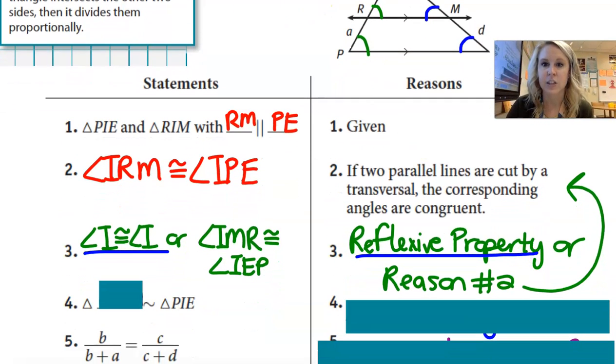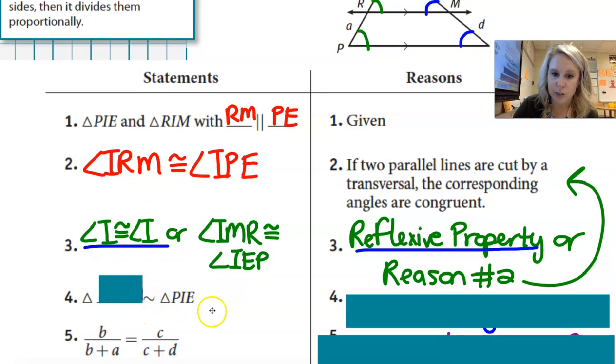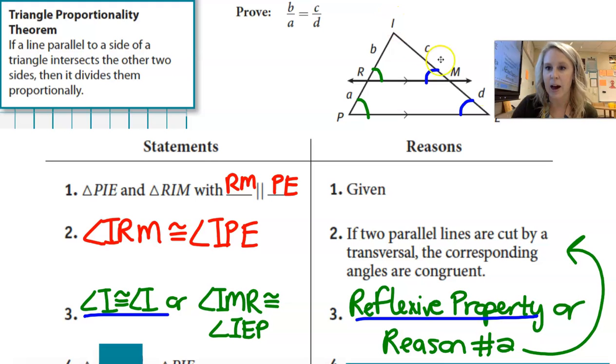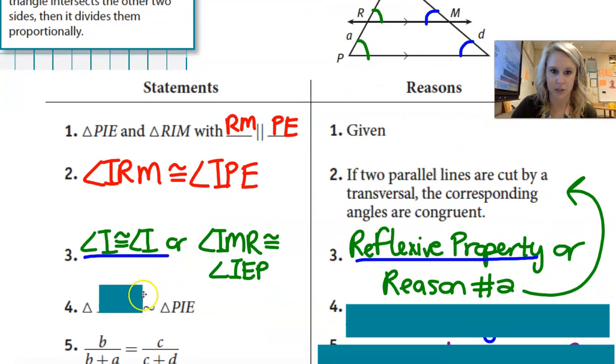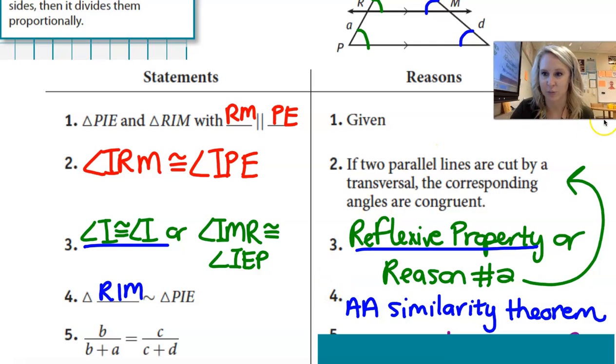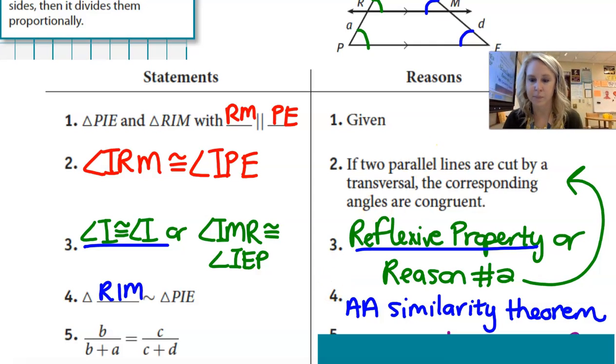Okay, so I have an angle and an angle. That means I can prove two triangles are similar. So what matched up with PIE would be RIM. So I have triangle RIM is similar to triangle PIE. The reason they are similar is going to be the angle-angle similarity theorem. Okay, so all I've done is proven that my two triangles are similar.